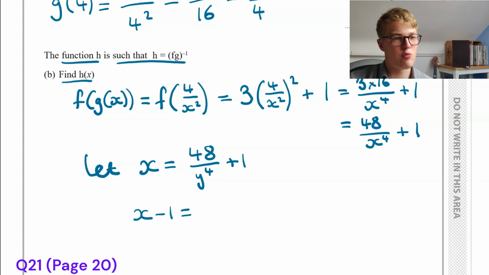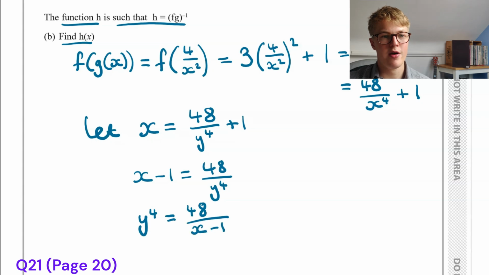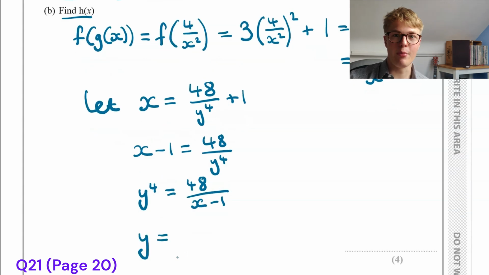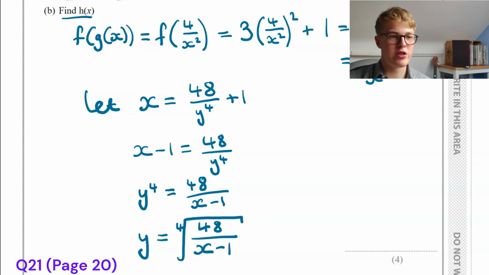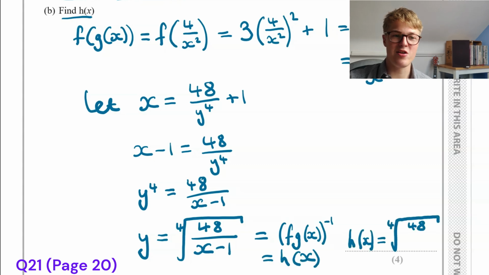We then do x minus 1 is equal to 48 over y to the power of 4. This becomes y to the power of 4 equals 48 over x minus 1, when we multiply by y to the 4 and divide by x minus 1. This then gives us y is equal to the fourth root of 48 over x minus 1, which is the inverse function of f of g of x, which is h(x). So therefore our answer is h(x) is equal to the fourth root of 48 over x minus 1.